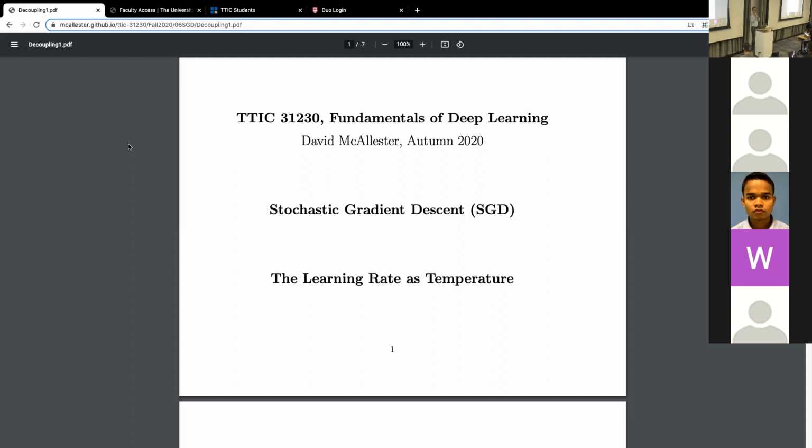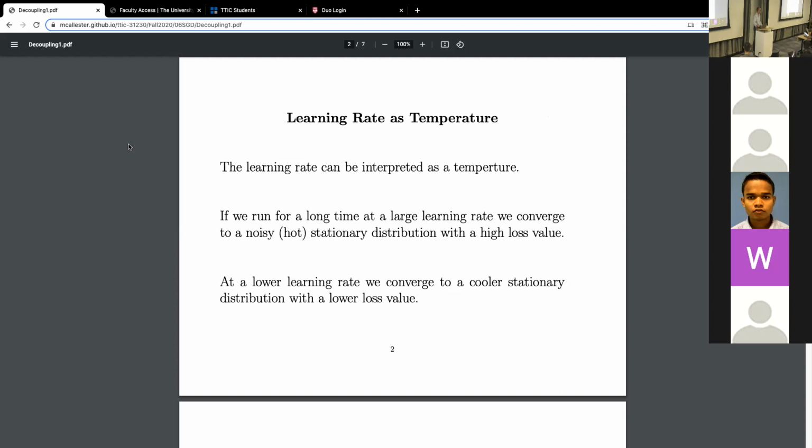So if you're just running vanilla SGD with just the learning rate and batch size 1, I claim the temperature is determined by the learning rate. As you reduce the learning rate, that loss value is going to go down. So after this, the final loss that you converge to, and then the lower, the hotter the temperature.